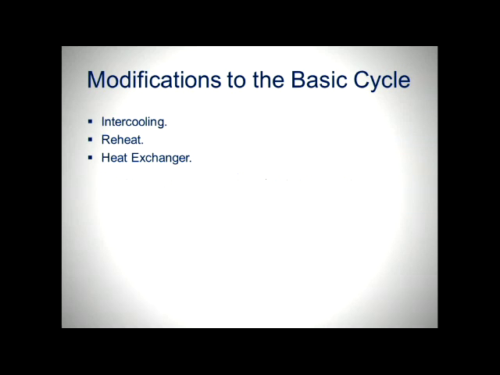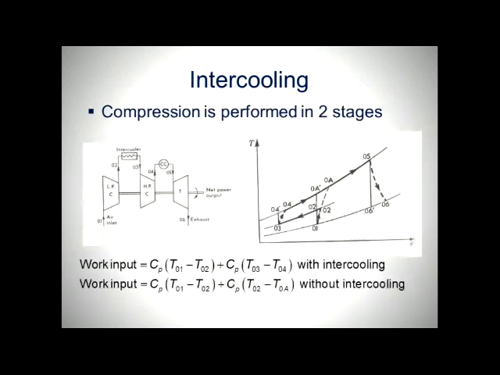So these are the modifications to the basic cycle: intercooling, reheat, and heat exchange. So here's intercooling. You can see here, got an intercooler, combustion chamber, and this is your net work out. So here's the equations you would use to analyse it, telling you what the work input is with intercooling and without. And here it's shown on a TS diagram.